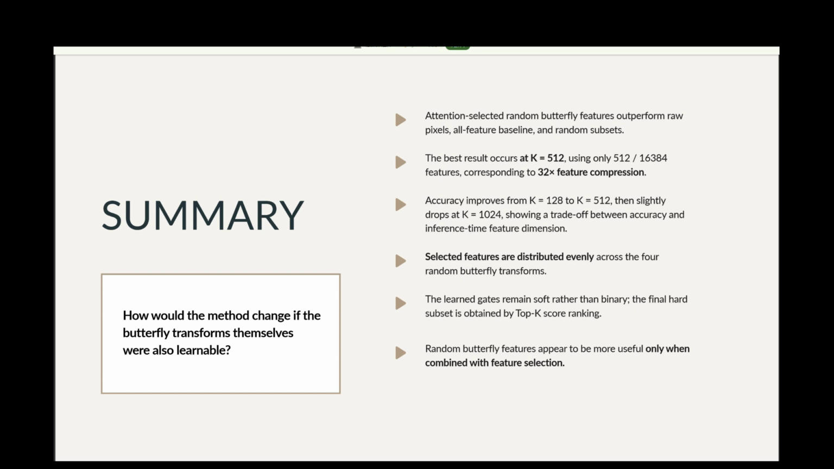The learned gates remain soft rather than binary, so the final feature subset is selected using top K score ranking. Based on these experiments, random butterfly features appear to be useful as a fixed feature map only when combined with feature selection. The full feature bank contains many noisy coordinates, but the selector can extract a more informative subset.